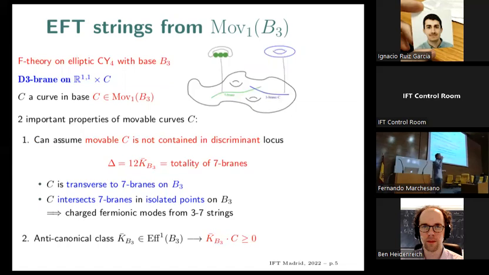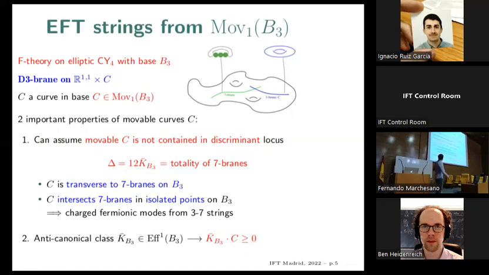So the seven-branes also wrap four-cycles on this base, and therefore also have a natural intersection with the curves wrapped by the three-branes, which then give rise to the strings. And the fact that these curves of the EFT strings are movable has two important consequences for us. Namely, first, we can assume that this movable curve can be moved away from all the seven-branes. So technically, this means that it's not contained in the discriminant locus of the fourfold.